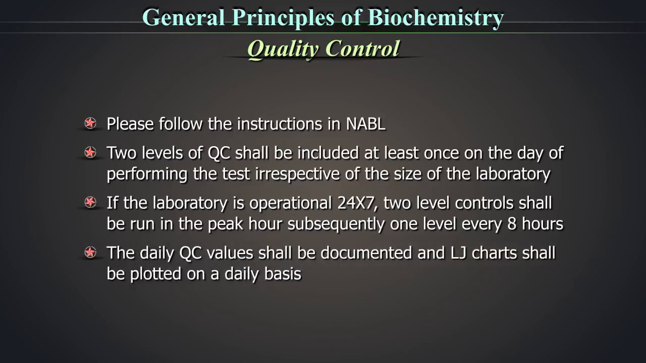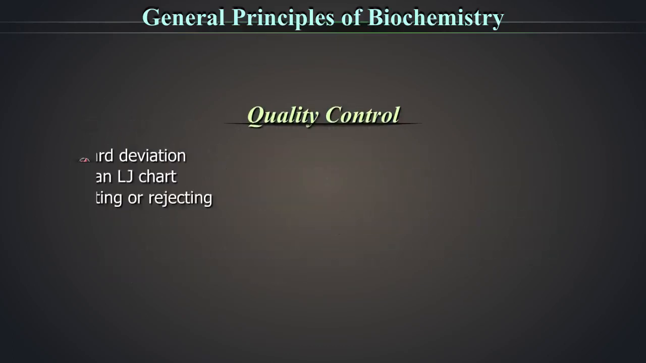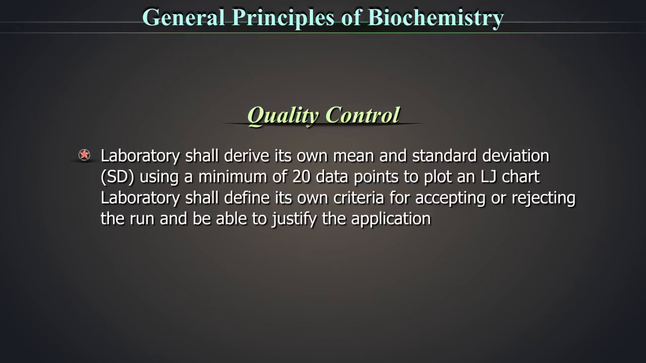The daily QC values shall be documented and LJ chart shall be plotted on a daily basis. The laboratory shall derive its own mean and standard deviation using a minimum of 20 data points to plot an LJ chart. The laboratory shall define its own criteria for accepting or rejecting the run and be able to justify the application.